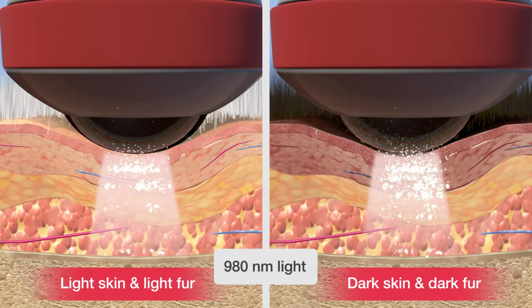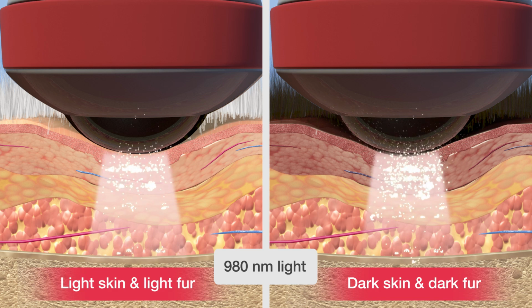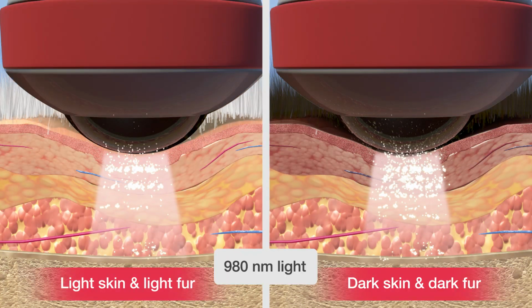Thus, when treating through dark hair or dark skin with high melanin concentration, it's more efficient to do so at 980 nanometers.